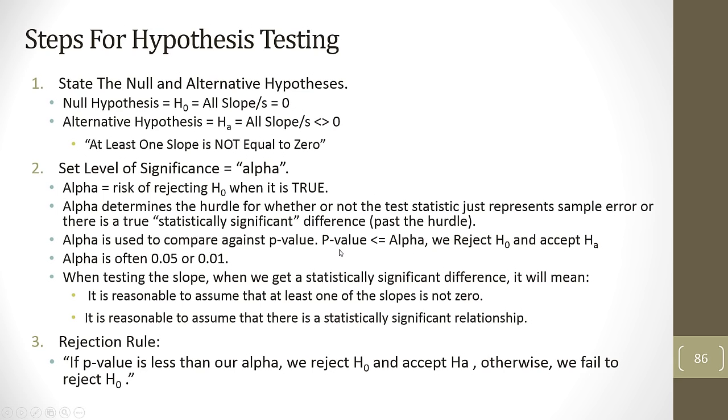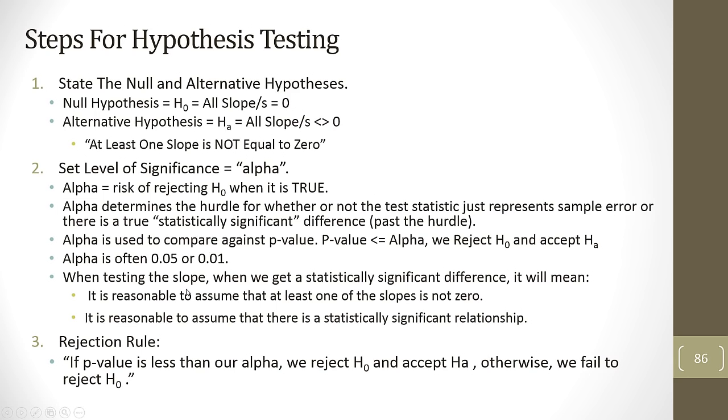And we'll simply calculate the p-value for that test statistic and compare it to alpha. If the p-value is less than alpha, we reject the null and accept the alternative. Now, alpha is often 0.05 and 0.01. For confidence interval, that would be 95 and 99.